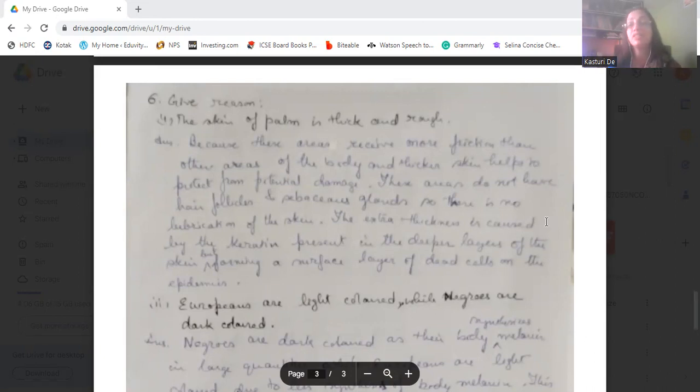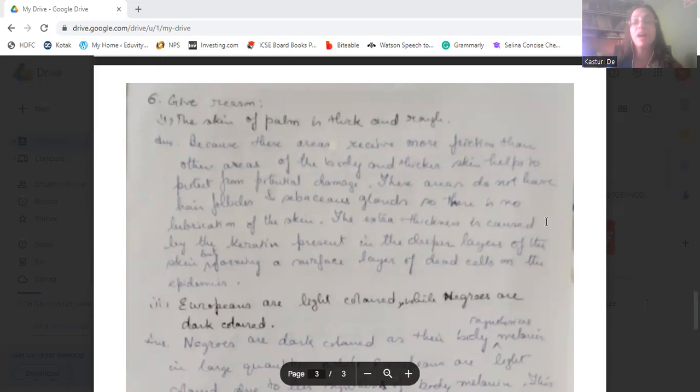The extra thickness is caused by the keratin, which is present in the deeper layers of the skin in the palm area. It forms a surface layer of dead cells on the epidermis, which forms the thickening of the soles and the palms.